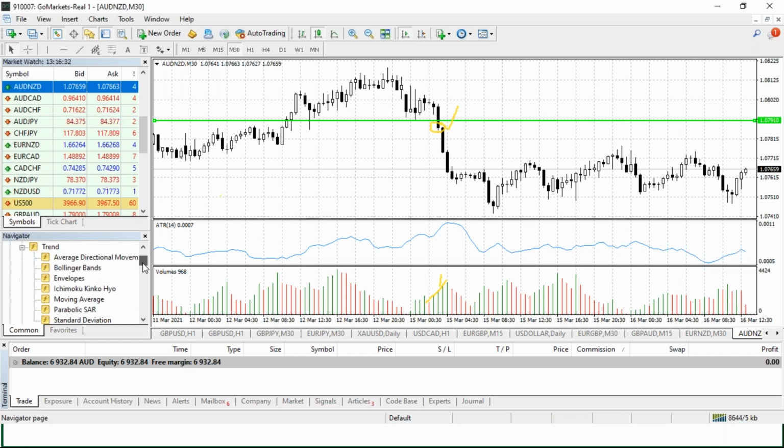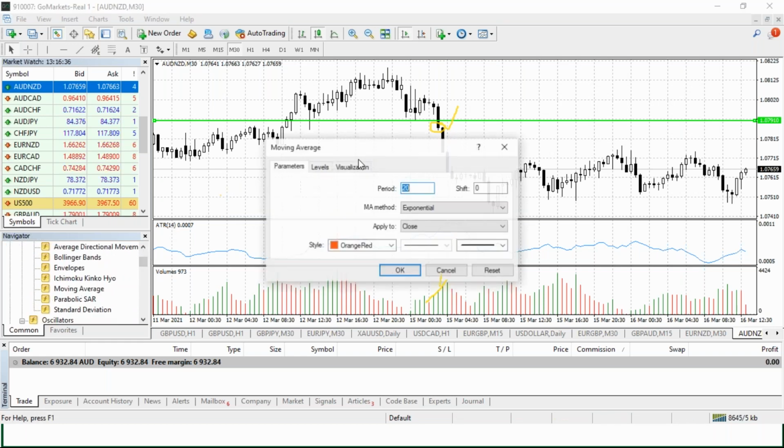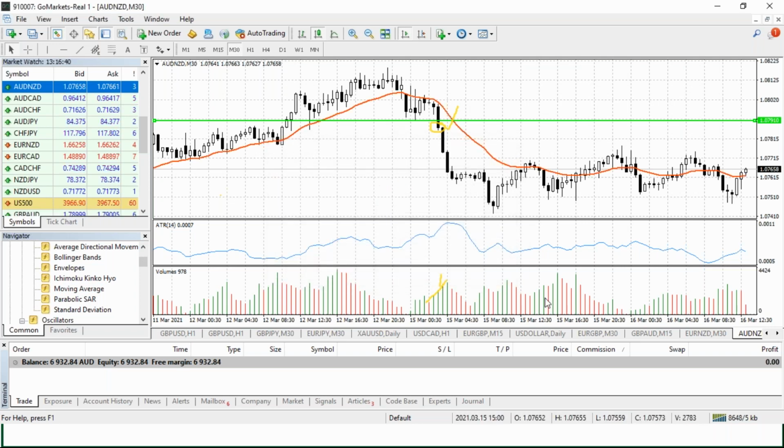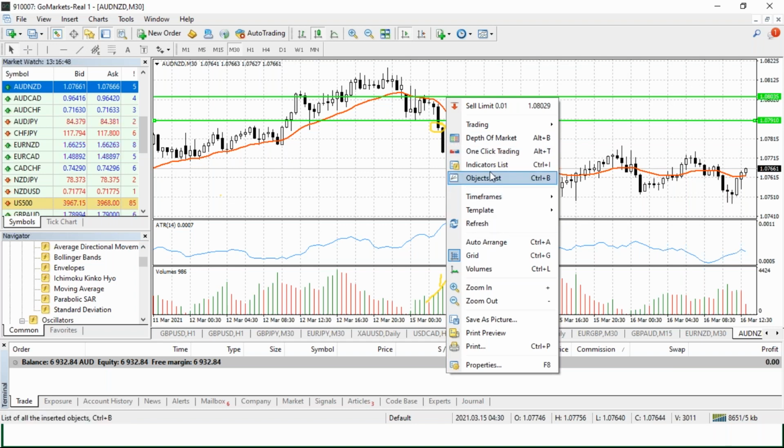moving average on this. We're going to put a 20 moving average. As I said, we're going to use the exponential because it fits trend a little better. So we're going to make this orangey red. So we're going to set our initial stop. We've entered here. We're going to set our initial stop on that 20 EMA. So there's our stop.